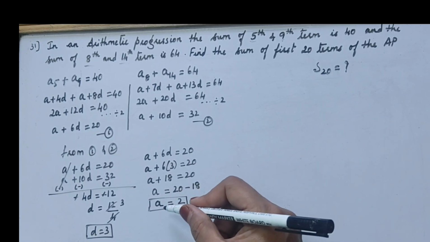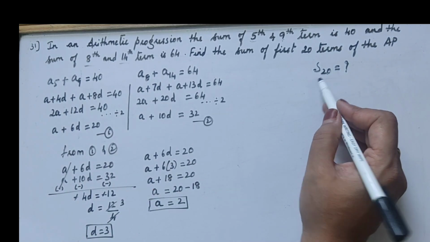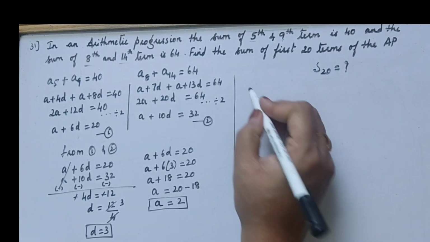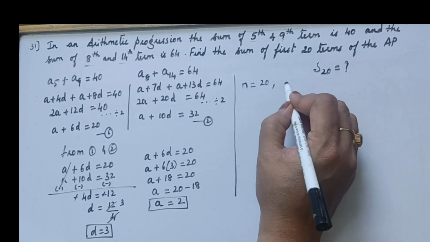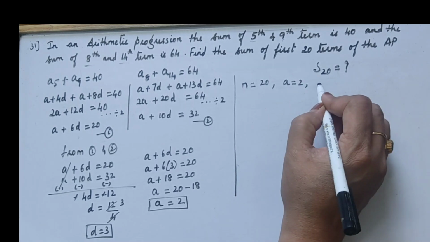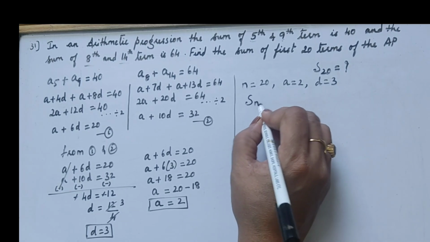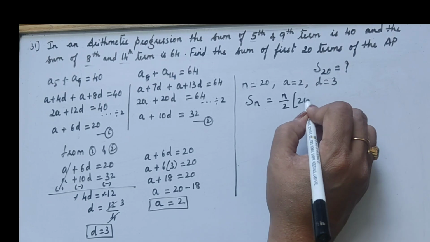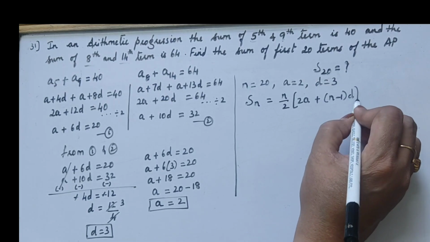So we know the value of A, we know the value of D, then we know the value of N. Then let us find out S20 here. Let me write n = 20, a = 2, d = 3. Okay. Now let us apply the formula. Sn = n/2 (2a + (n - 1)d).